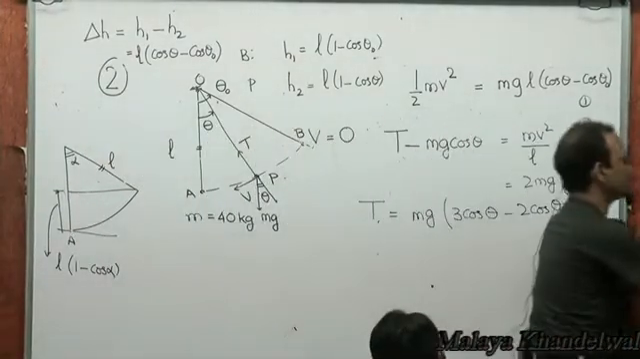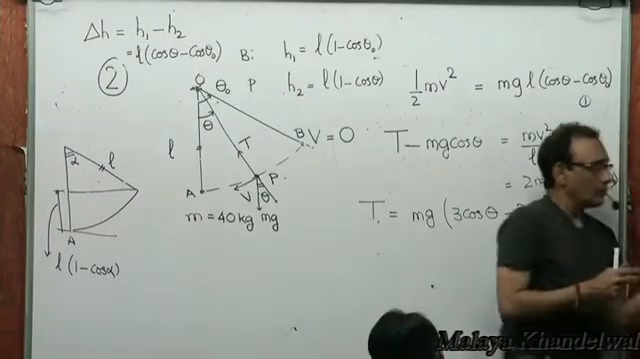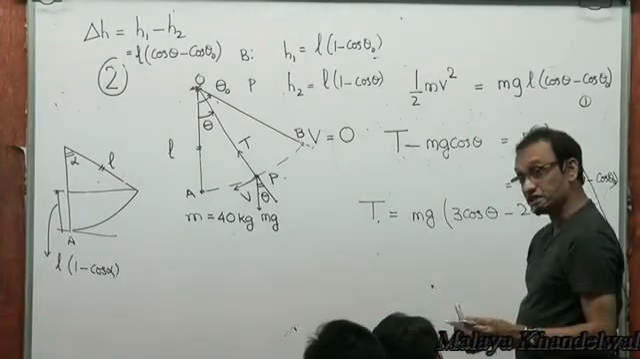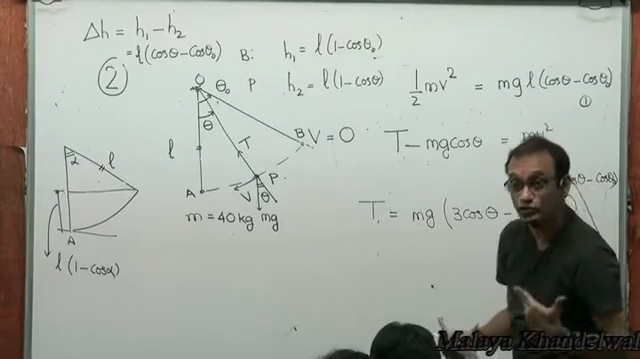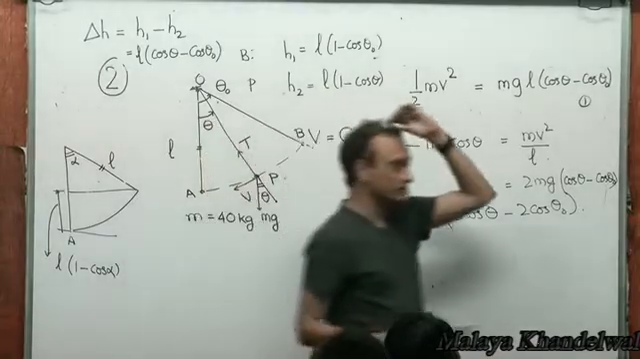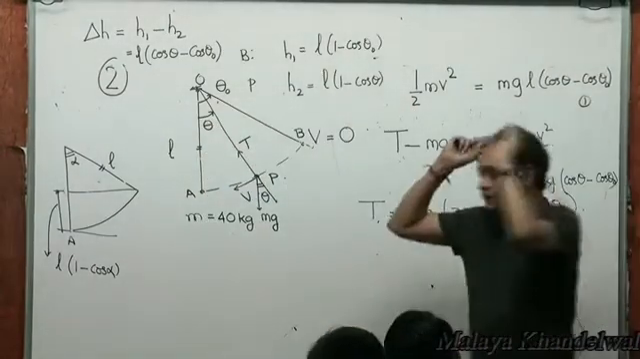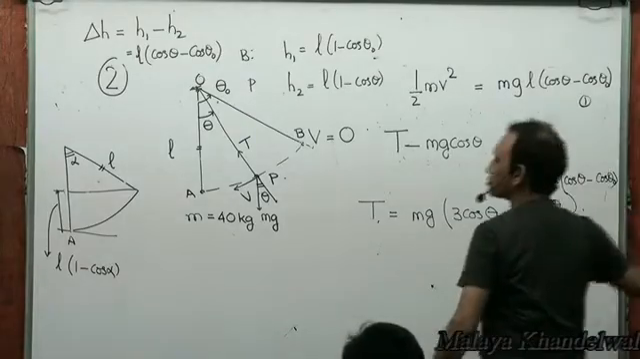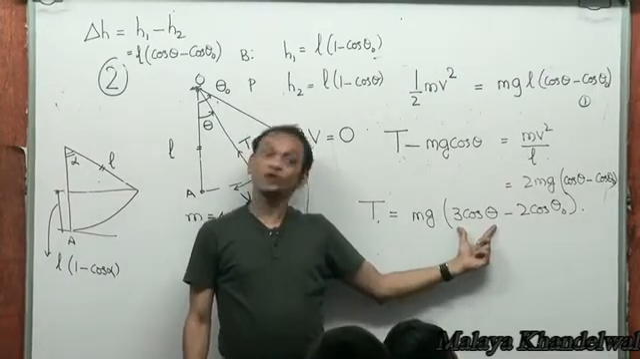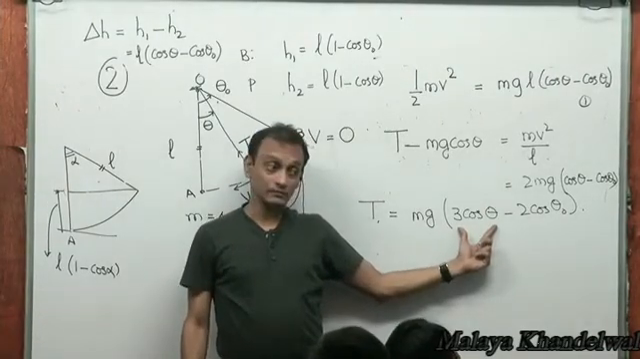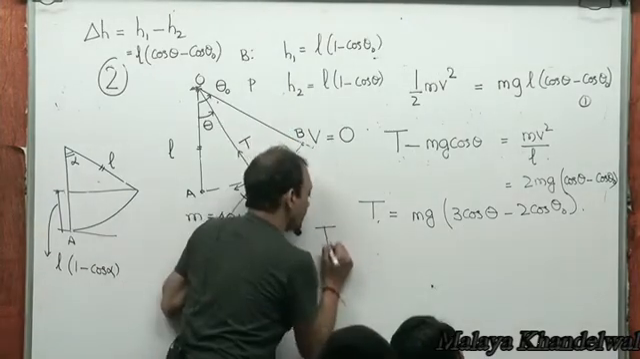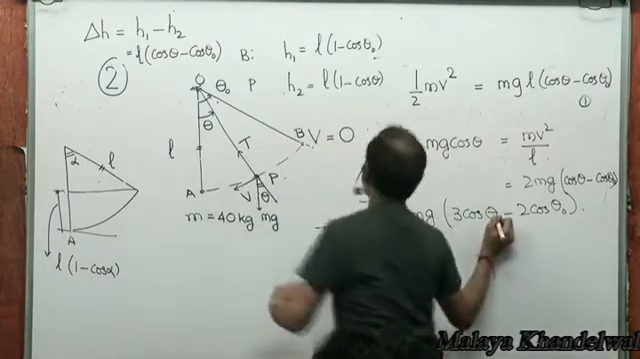Now, if the breaking strength of the rope is 80 kilogram force, that means 80 into 10 newtons. What is the maximum permissible value of theta naught? Okay. Now for a given theta naught, tension would be maximum when cos theta would be maximum. What is the maximum value of cos theta? 1, right? So T max for a given theta naught would occur when theta is 0.